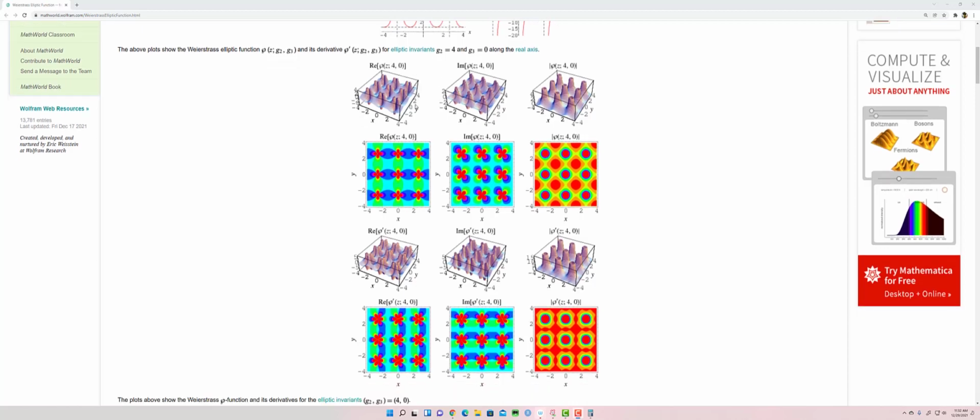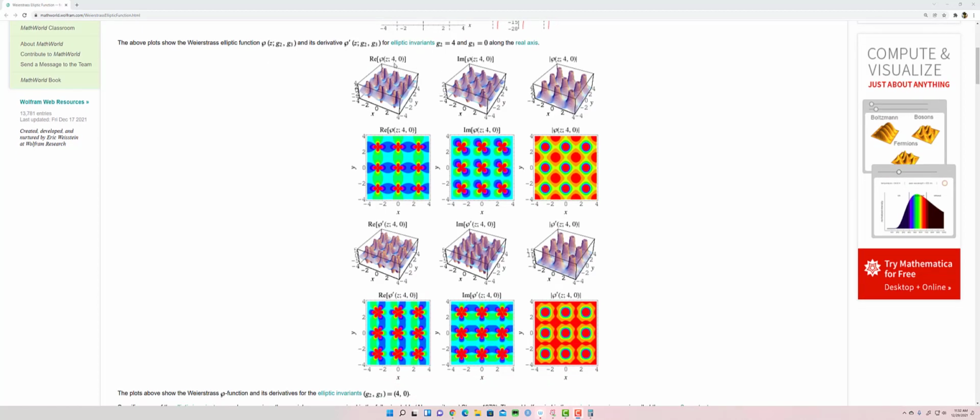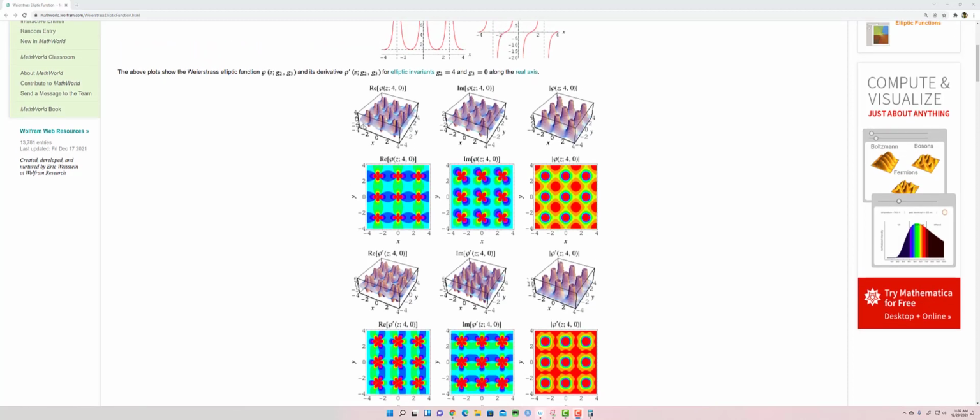These are those elliptic invariants that we were discussing just a second ago. They're called G2 4 and G3 0. And as you can see, there are poles here. It looks like there's two of them, and they map right next to each other. And on every front, here's the real part as some kind of a colored contour-like plot. You can see these red things. Those are the poles. And you can very clearly see the double periodicity of this function.